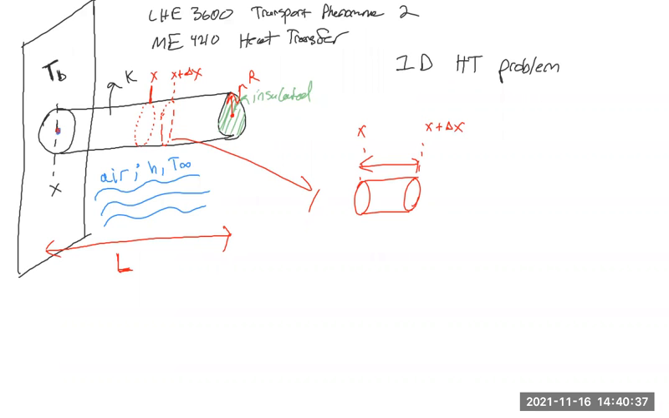Now the question is, what is this length? You can guess it's just delta X, the difference between these two positions. So this is our differential control volume. It's differential because it's in terms of this delta X. The reason we want to use a differential control volume is that we can use calculus techniques to derive differential equations in the end.